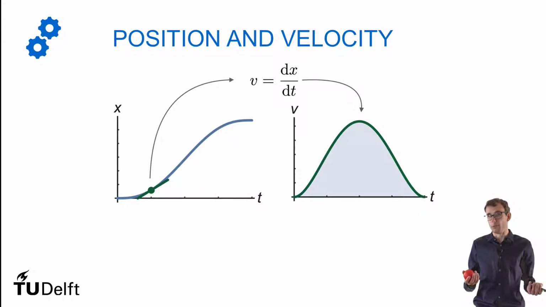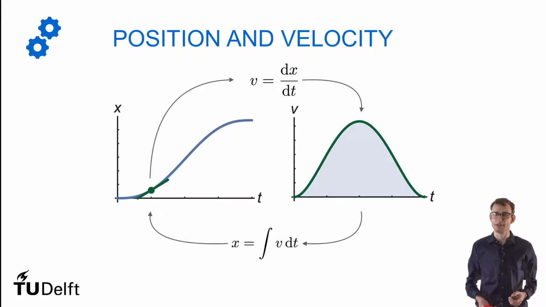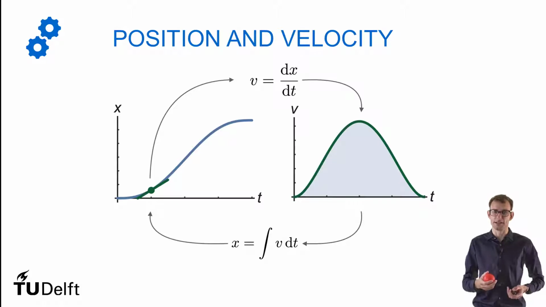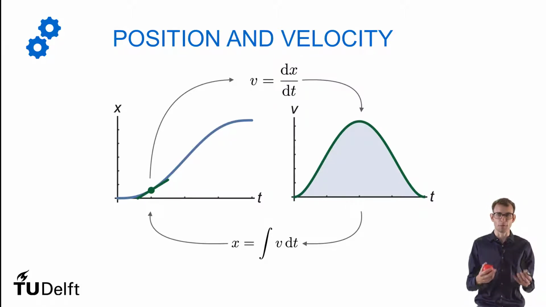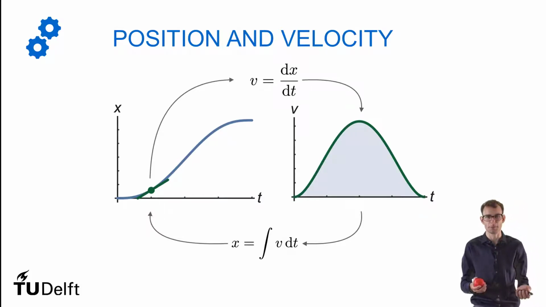Now, if I know not the position, but I've measured the velocity of the ball, and I want to know where it is, I can also go back and do the inverse operation of differentiating. I have to integrate the velocity to know where the ball ends up. The laws of mechanics were first discovered by Isaac Newton centuries ago. And he formulated 3 laws that we're going to use in this unit and the next to describe the motion of the ball and other objects.